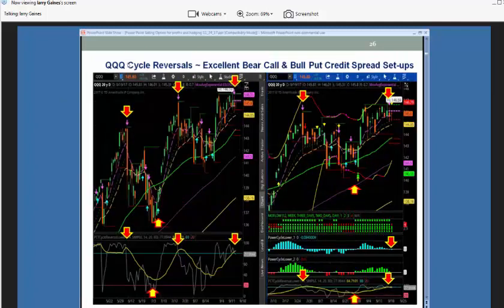And here's one more example. This was QQQ. You can see all these reversals on the ETF. Here's a nice cycle high right here. You can see how overbought it was. Here's another cycle high right here, very overbought. Here are some cycle lows down here. This gives you a great tool, and then you decide what kind of strategy you want to use. When I get the first indication of a reversal, the first strategy I like to go to is a bear call credit spread or a bull put credit spread. So I wanted to share that with you.